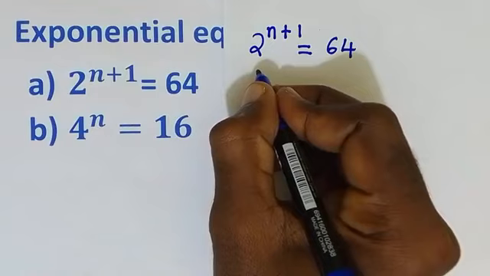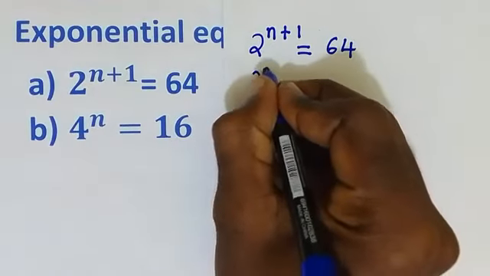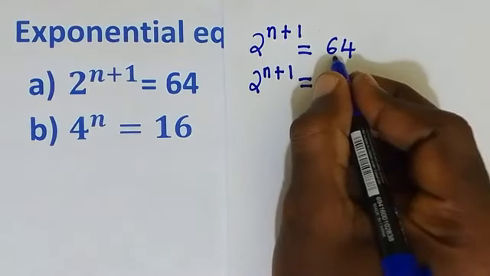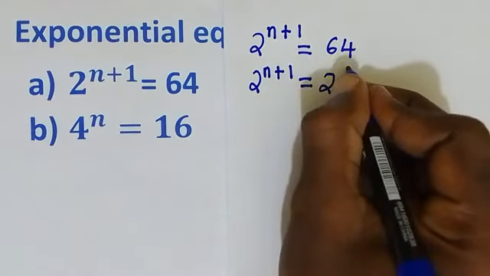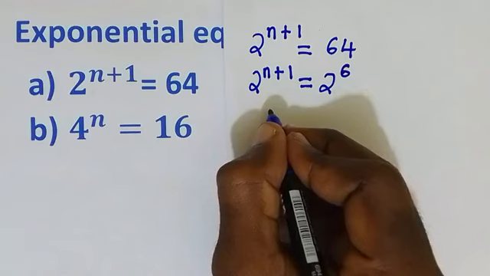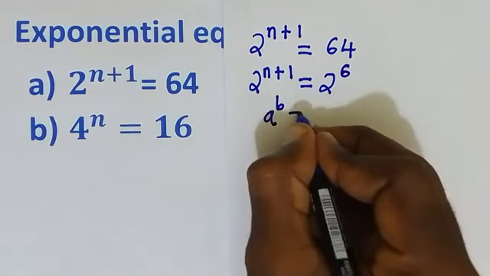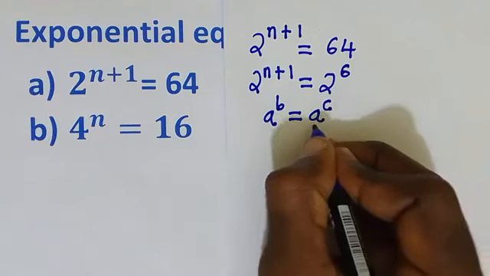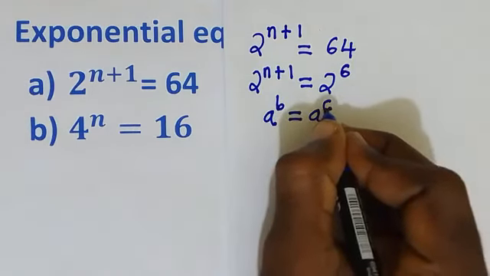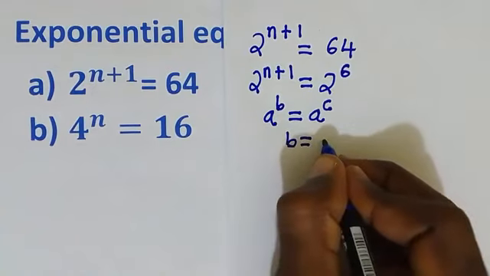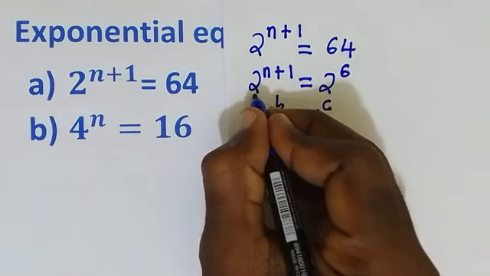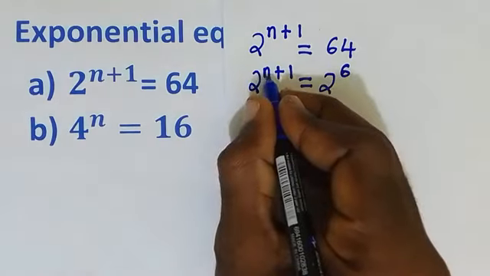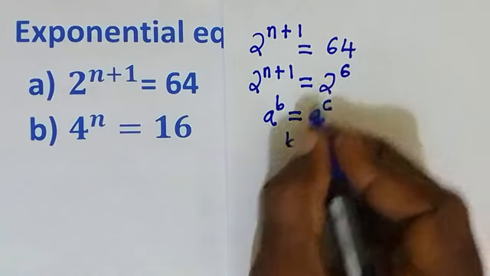So now it is going to be 2 power n plus 1, which is equal to 64, the same as 2 power 6. And we know if we have a power b equal to a power c, if we have the same base, the powers are equal. Now b is equal to c. Now we have the same base 2, so the powers are going to be equal. That is n plus 1 is equal to 6.